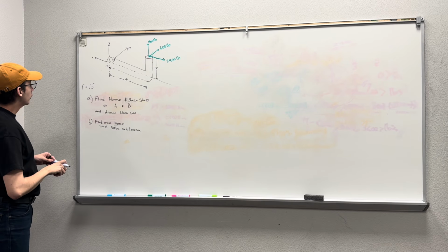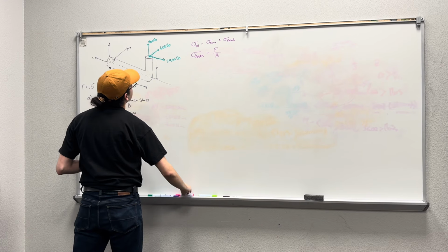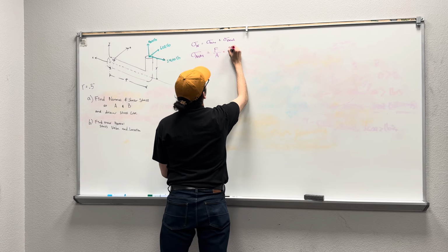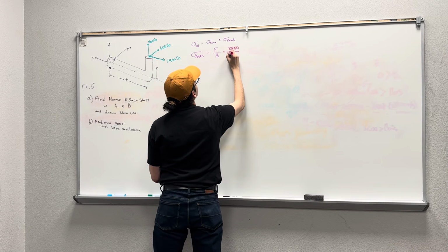My axial stress, let's deal with that one first. My axial stress is going to be that basic definition of stress, which is force over area. In this case, it's going to give us that force, which is 2400, divided by that area, which is pi r squared.